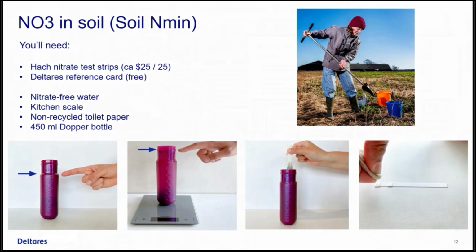So what you do is you bring some water in this Doppler bottle until the first stripe, and then you fill it with your soil sample until the next one. You weigh the amount of the soil sample, so that's why the kitchen scale is there. And then the magic toilet paper trick comes in. Normally in the laboratory we would filter the sample to get a non-turbid, clear water sample, because of course when you shake with soil you get very dirty, turbid water.